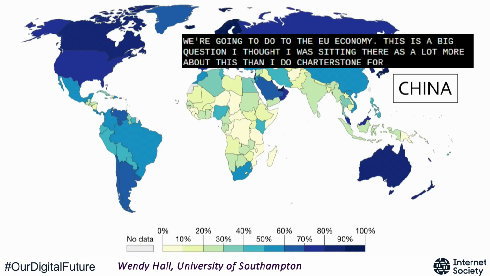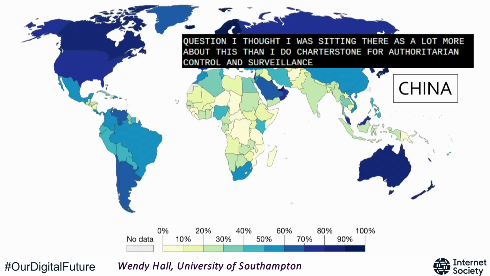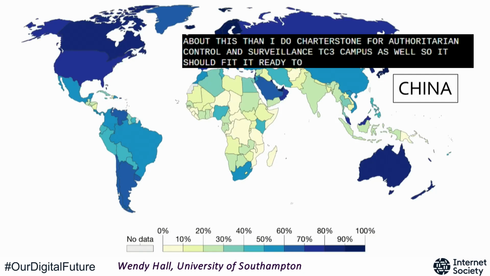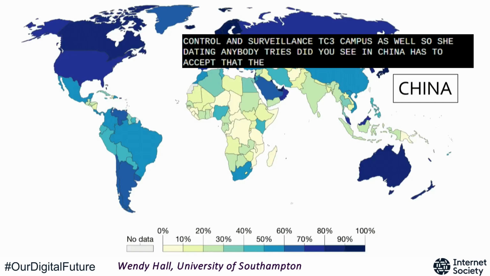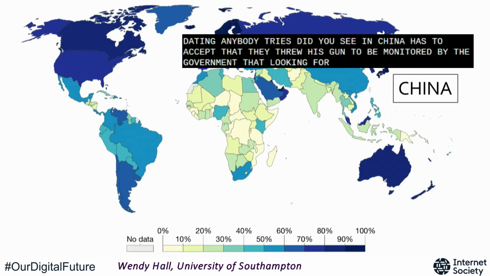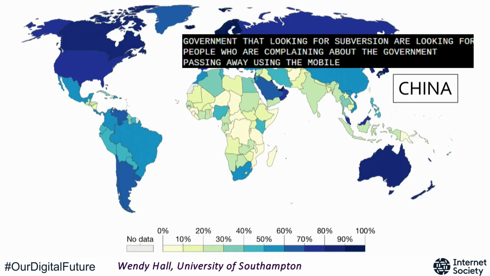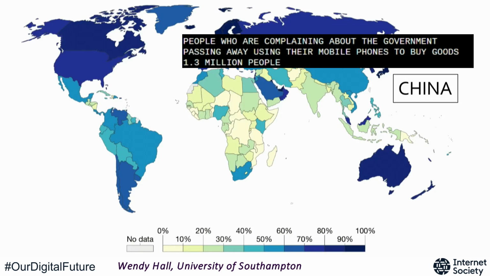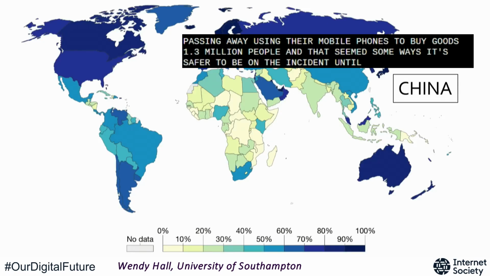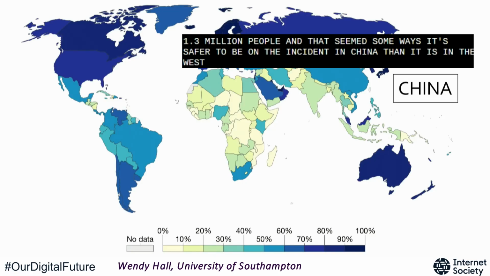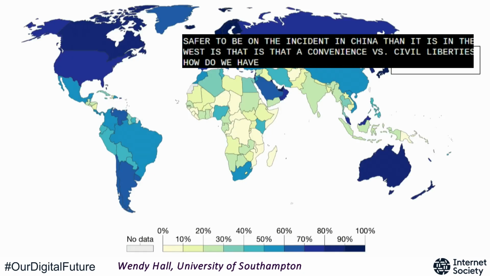Then the fourth experiment is China. China's gone for authoritarian control and surveillance. You know, face recognition on CCTV cameras as well, social credit rating. Anybody who trades digitally in China has to accept that their data is going to be monitored by the government. They're looking for subversion. They're looking for people who are complaining about the government. But people are happily online in China, WeChatting away, using their mobile phones to buy goods, 1.3 billion people. And actually, in some ways, it's safer to be on the internet in China than it is in the West, because less crime happens, because the criminals get picked up quicker. Is that convenience versus civil liberties? How do we have that debate?